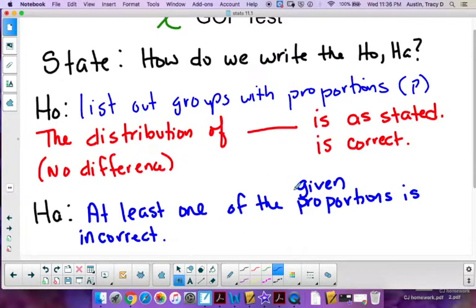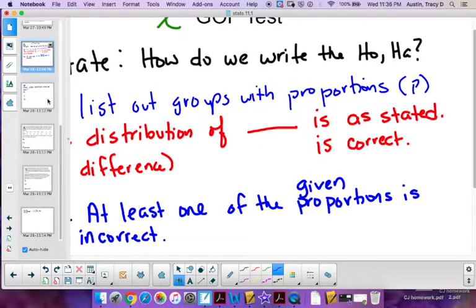You can just write it out in words. And this actually works really nicely for the GOF test and the other 2 chi-square tests that we're going to be doing. It's much, much easier if we just write it out in words. Okay? So that's how the null and the alternative are written.